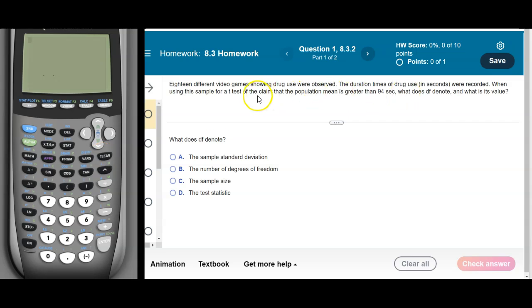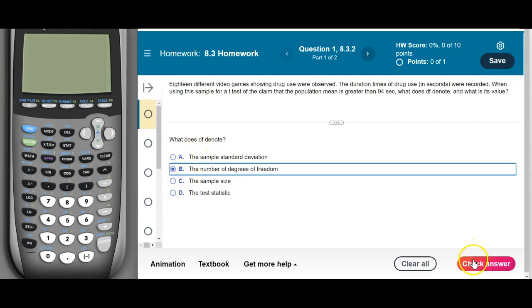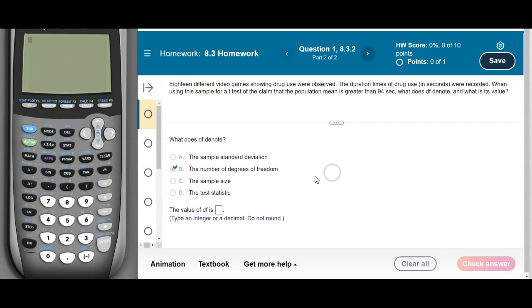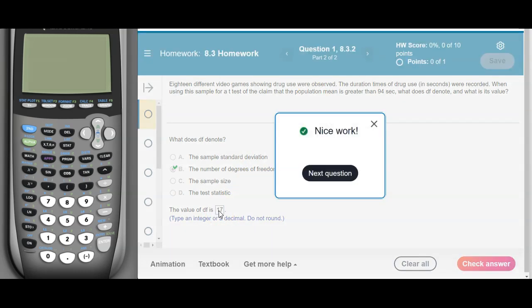Before we get into these examples, I just want to go over what DF means. It's degrees of freedom, and the degrees of freedom is one less than the sample size. So on this problem, 18 different video games were observed. That would mean the degrees of freedom is 17, one less than those 18.